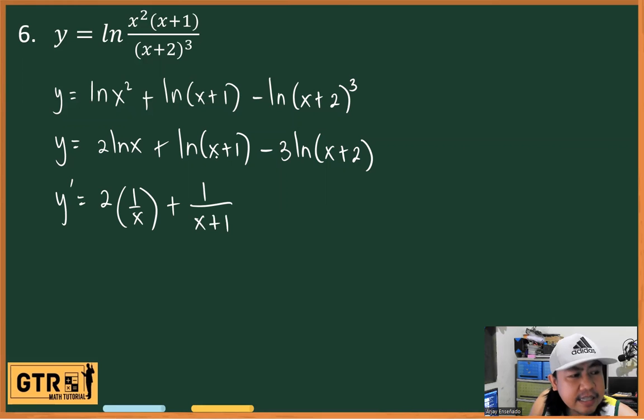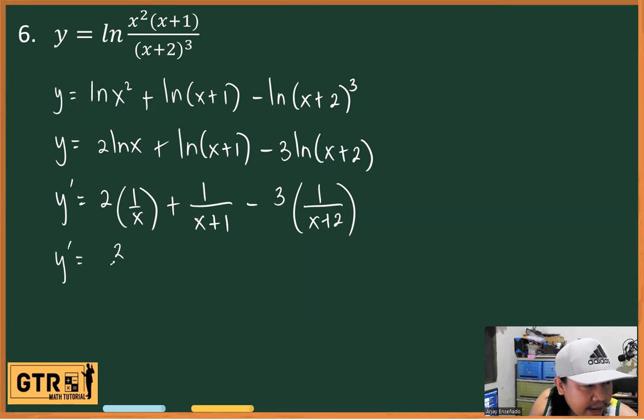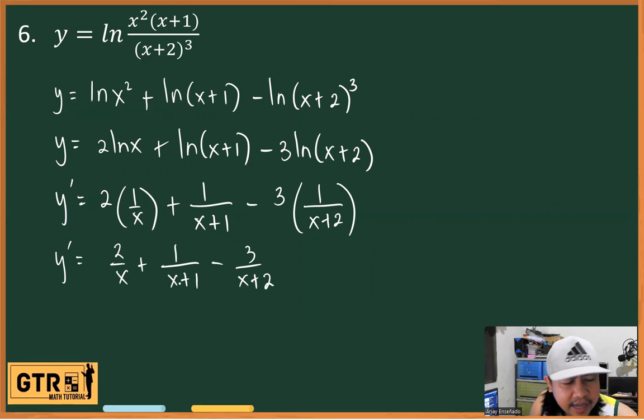The derivative of x plus 1 is still 1, so no need to write 1. So minus 3, and then we have 1 over x plus 2 times the derivative of x plus 2, which is again 1. Okay, so we just need to simplify this. Y prime equals 2 over x plus 1 over x plus 1 minus 3 over x plus 2. So we just need to put this in the same denominator by getting the LCD. The LCD of this is just the product. So we have the LCD is x times x plus 1 times x plus 2. So that is the LCD.